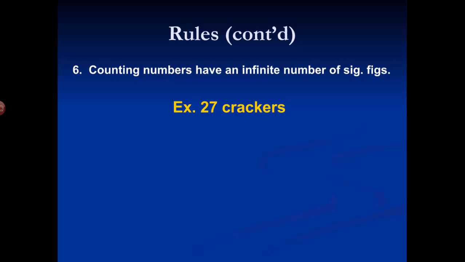Now, Rule 6, I told you there were 6 rules. Rule 6 only occurs at certain times, and one of the times that we see Rule 6 is when we count anything, for example, if we were to count up crackers. If we count items, we are assuming that our count is infinitely certain. And so there's no uncertainty when we count, unless you can't count. If you can't count, you maybe shouldn't be in this class. But assuming you can count, when you count something, you're 100% certain or 0% uncertain. And since you're very, very certain, we consider the counting numbers to have an infinite number of significant figures.